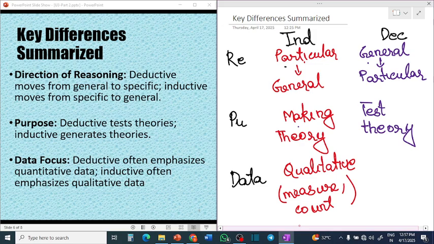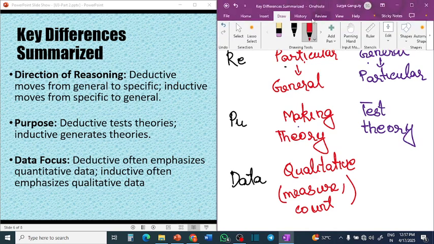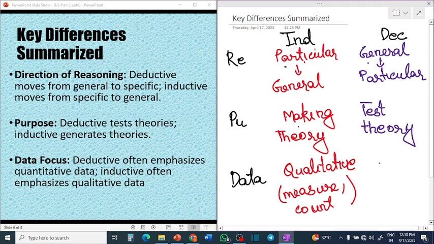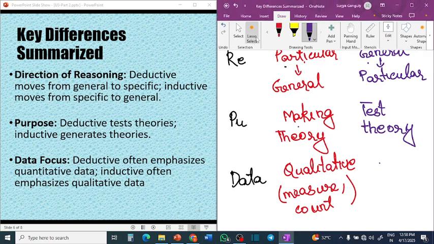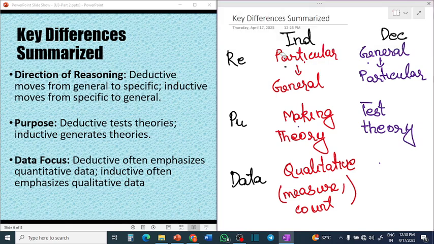And then when we move on to deductive research, in deductive research, we will need qualitative. I am sorry. There has been some mistake. Let's understand it from the first.